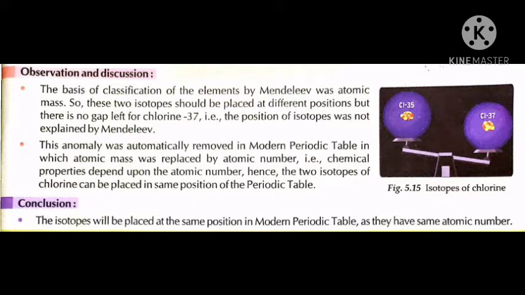This anomaly was automatically removed in the modern periodic table, in which atomic mass was replaced by atomic number. That is, chemical properties depend upon the atomic number. Hence, the two isotopes of chlorine can be placed in the same position of the periodic table. Conclusion: the isotopes will be placed at the same position in the modern periodic table as they have the same atomic number.